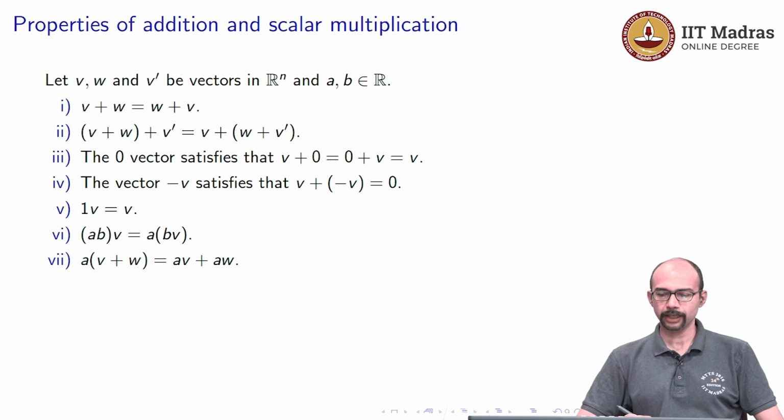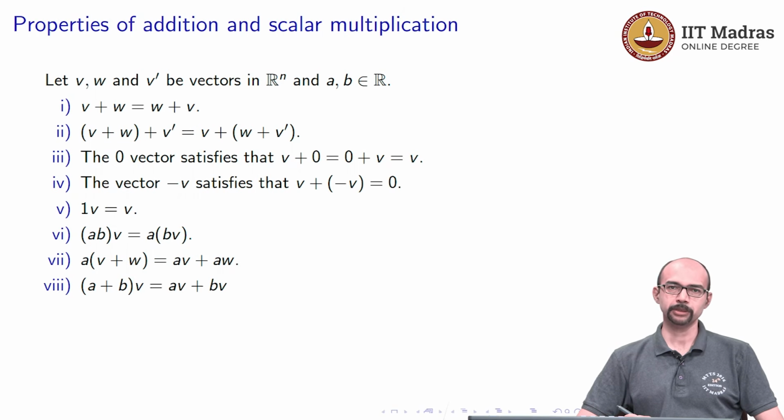Then you have a times (v plus w), which is a times v plus a times w. So scalar multiplication distributes over addition. And finally, if you take (a plus b) times v, so you take these two real numbers, add them and then multiply that to v, that is the same as first doing scalar multiplication of a and v, then b and v, and then adding the two. That gives you the same thing.